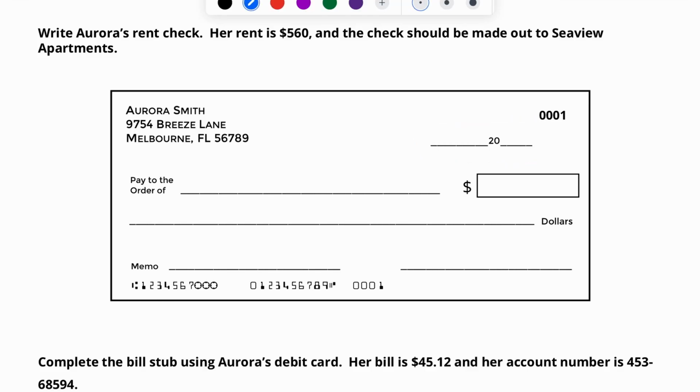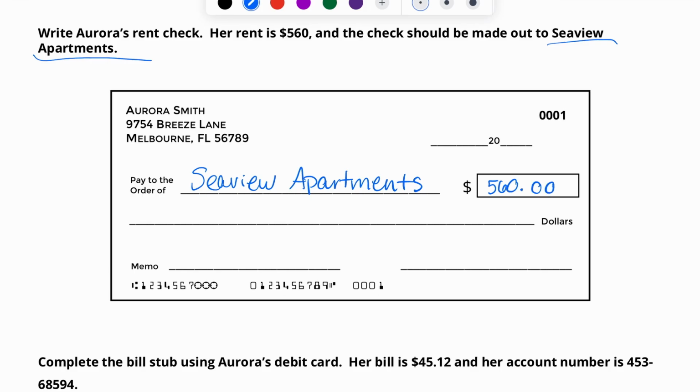And then pay to the order of. This is who we're paying the check to. It says that her check is to be made out to Seaview Apartments. And we are going to put in the amount. It was $560.